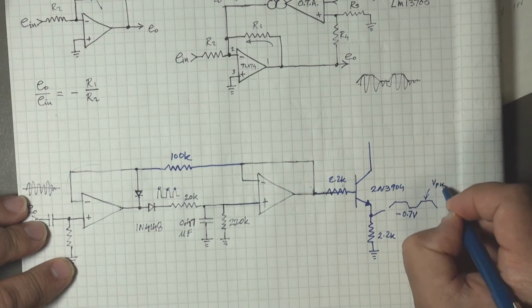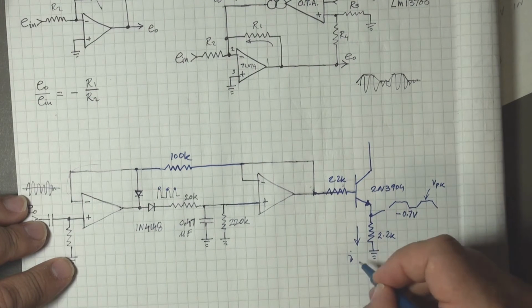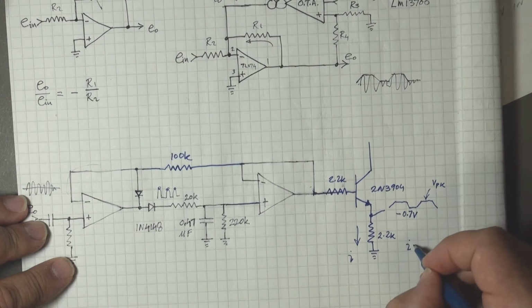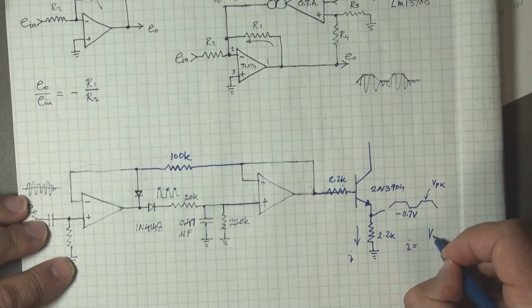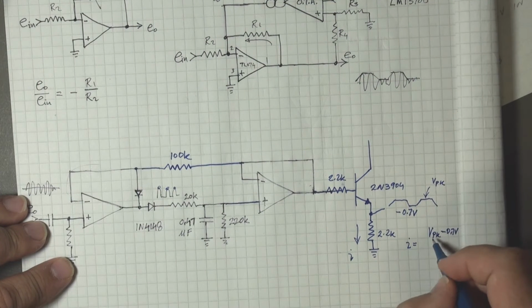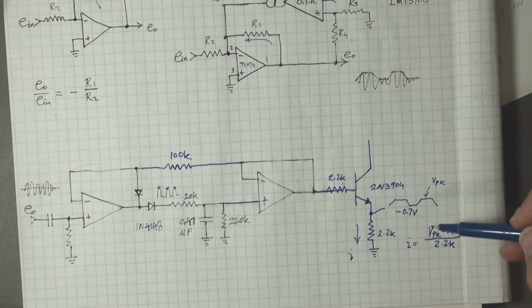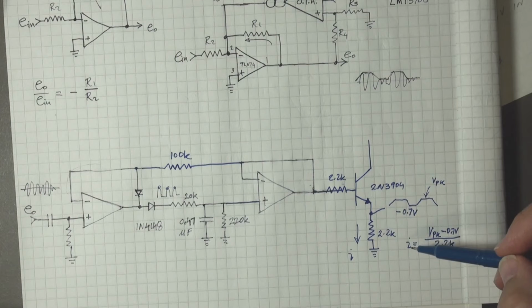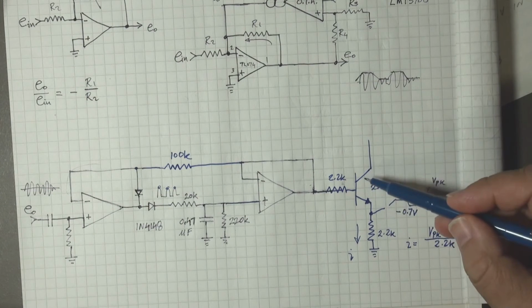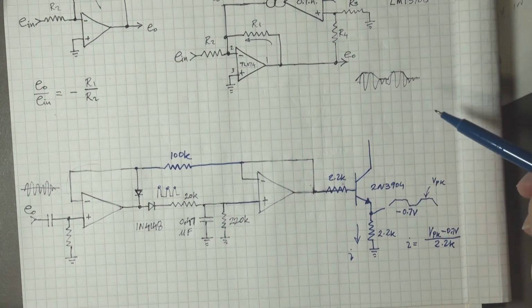So the current I here is pretty much the peak voltage minus 0.7 volts, the diode drop, divided by the 2.2K resistor value. So basically what I've created here is a current that will pass through this transistor that is dependent on the envelope voltage of the output signal.